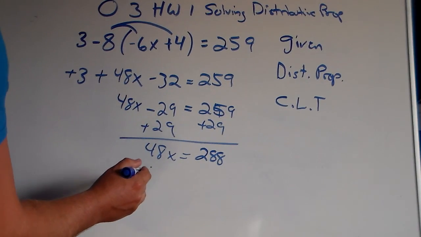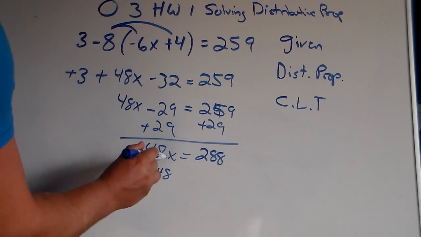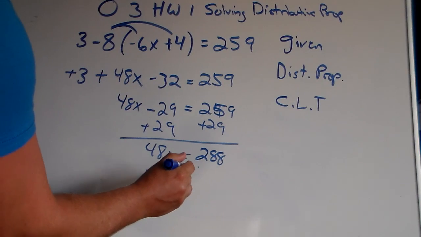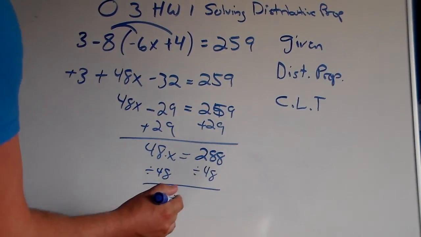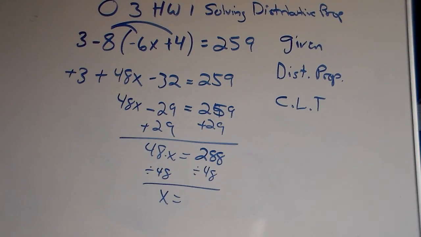Then we divide by 48 to both sides, because there's an imaginary times in between the two. So divide by 48 to both sides, and we're going to get x equals, well, 288 divided by 48 gets us 6.